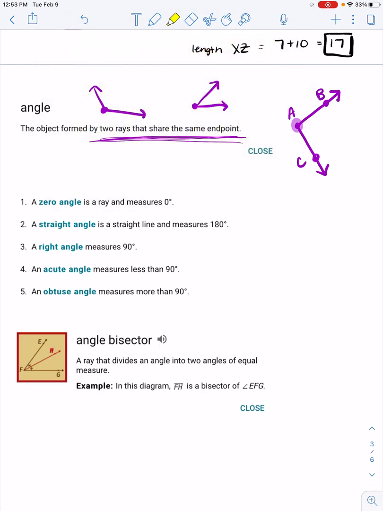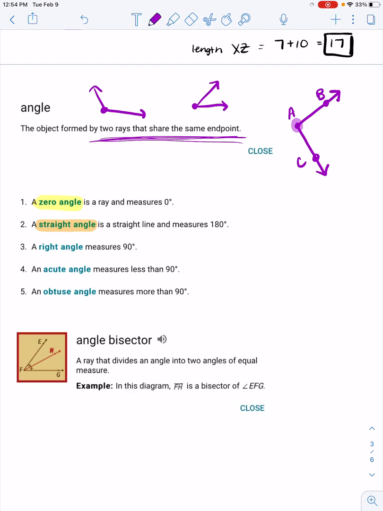A zero angle is a ray and measures 0 degrees. So we don't really do much with a zero angle, but basically if they ask you, what do we call an angle that has a measure of 0 degrees? That's just a special angle called the zero angle, okay? The next one, a straight angle. We do use this a lot. A straight angle is a straight line and measures 180 degrees.